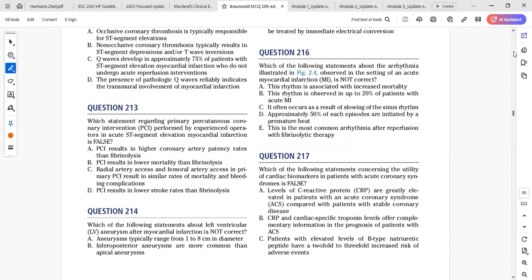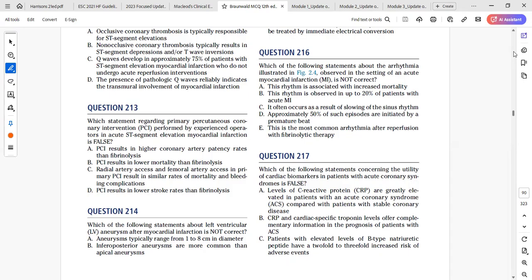C, it occurs as a result of slowing of the sinus rhythm. Yes, increased vagal tone, as I mentioned earlier, could cause this. When the SA node is not depolarizing as fast as it should, the ventricles take over. And so because this statement is true, that makes it false.